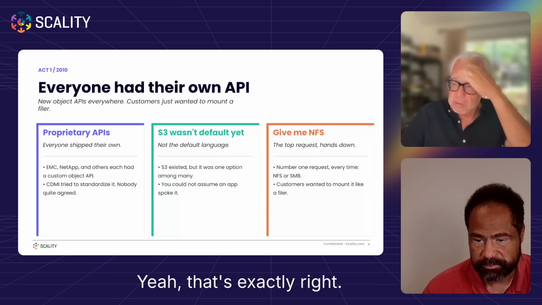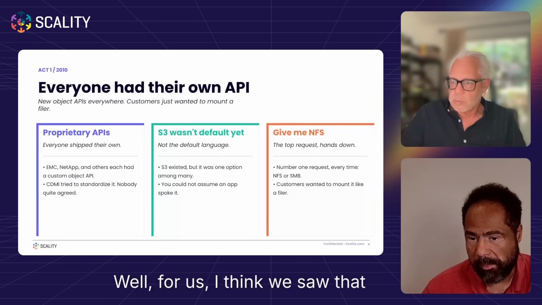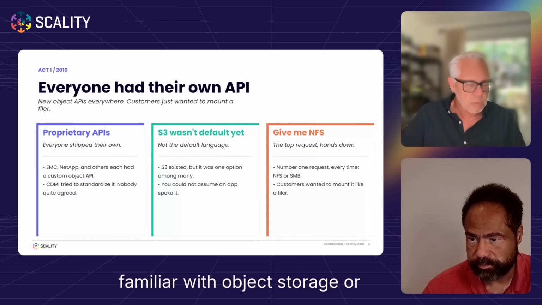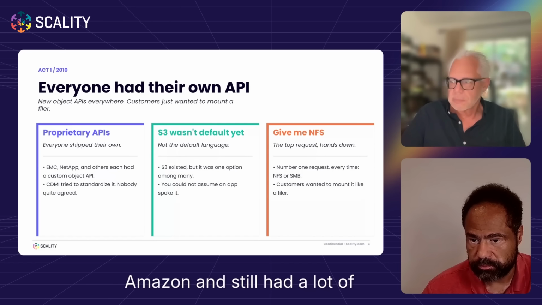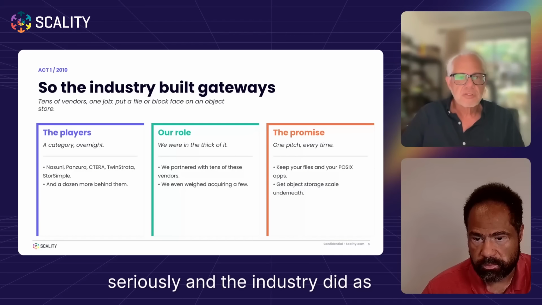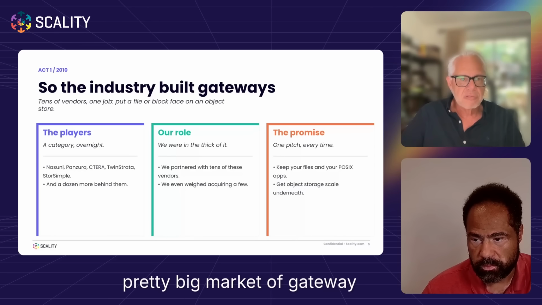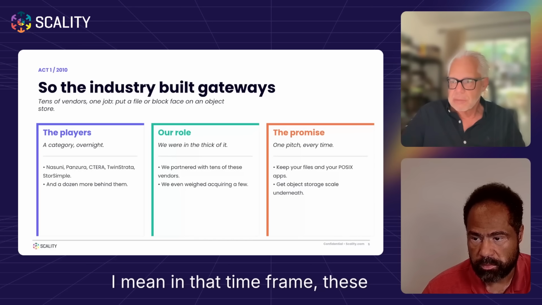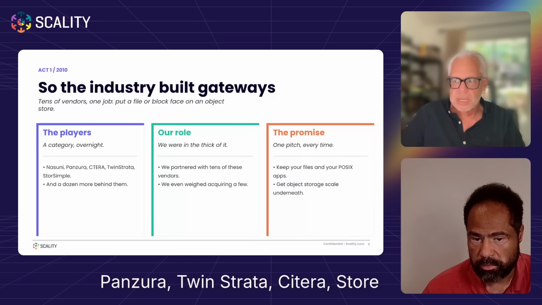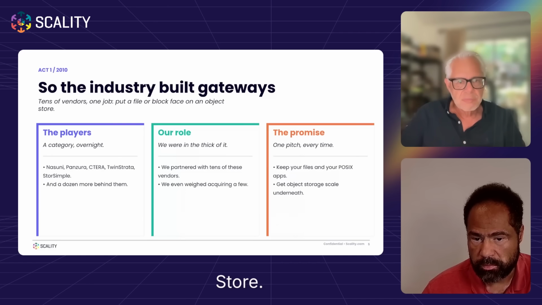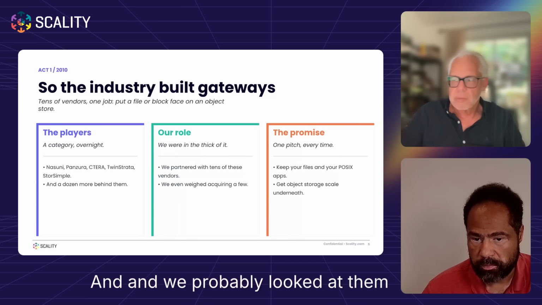Yeah, that's exactly right. For us, I think we saw that to enter the enterprise market, where people weren't yet completely familiar with object storage or Amazon and still had a lot of legacy apps, file was important, right? So it's something we looked at very seriously and the industry did as well. And I think overnight we saw a pretty big market of gateway vendors coming out. In that time frame, these vendors that we're showing here: Panzura, Twinstrata, Cetera, Store Simple, Nasuni. You also remember QStar. I remember Bridgestore. There must have been more than that, right? And we probably looked at them all.